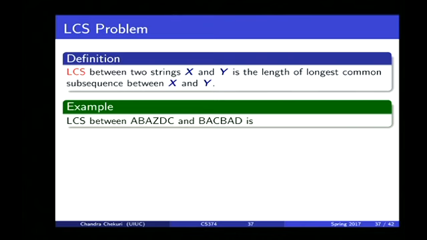Okay, you know what the problem is saying? See, AB is a subsequence of both of them, right? Because AB is here and AB is here. But that's of length 2. Can I do better? ABD. ABD is longer, no? Because ABD is here and ABD is here. ABAD, good, right? So ABAD is even better. So that's the optimal solution in this case.